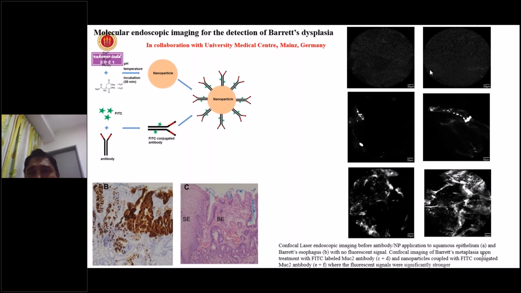So you can see, compared to free antibodies, which give a lower signal, our antibody-coated nanoparticles give a stronger signal in both squamous epithelium as well as Barrett's esophagus. So this opens the area of using these nanoparticles for molecular diagnosis. This is another big area that we can explore.